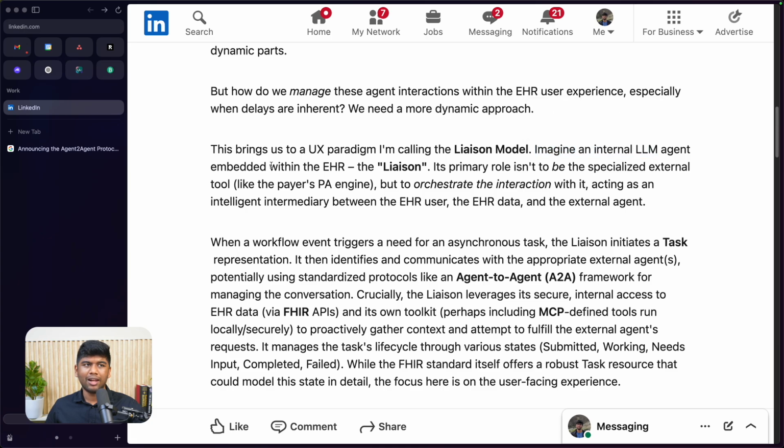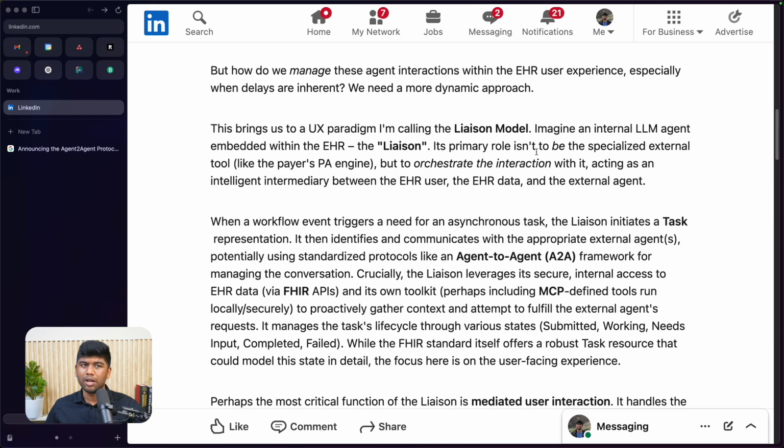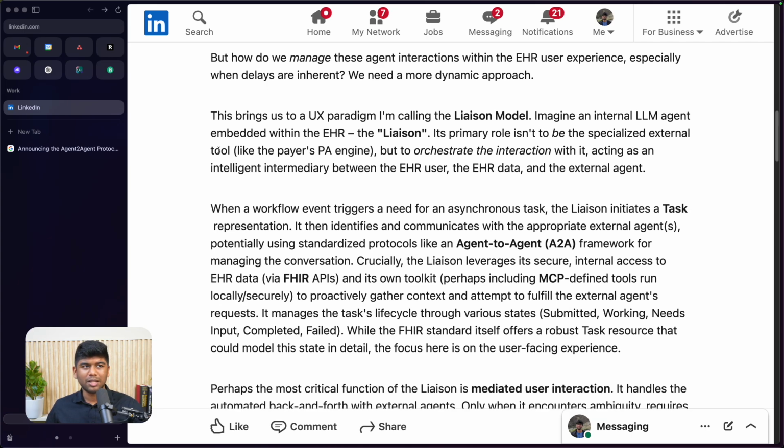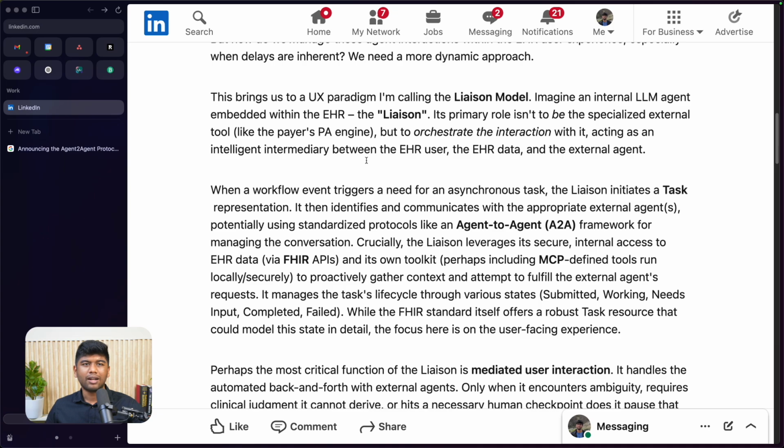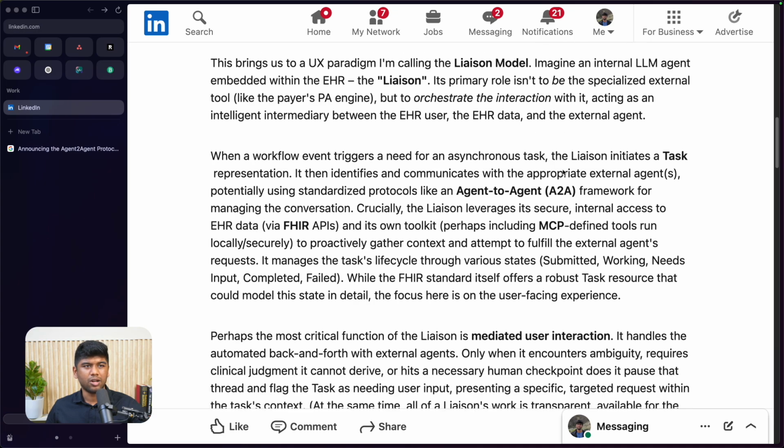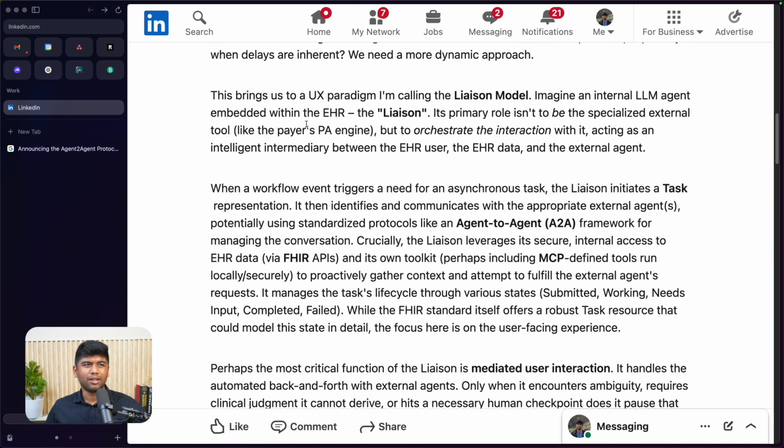This brings us to a UX paradigm I call the liaison model, right? Imagine the internal LLM agent embedded within the EHR, the liaison. Its primary role isn't to be the specialized external tool, like the payer's prior auth engine, but to orchestrate the interaction with it, acting as an intelligent intermediary between the EHR user, EHR data, and the external agent. So again, let's try to break this down.